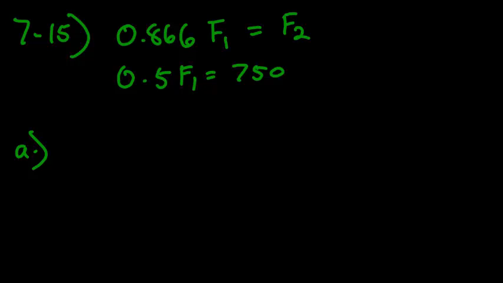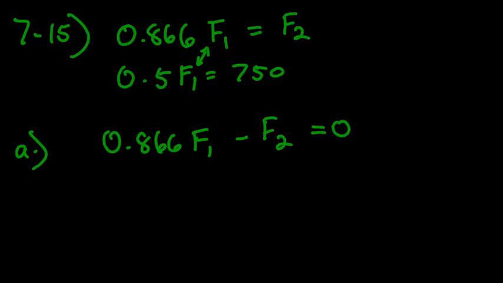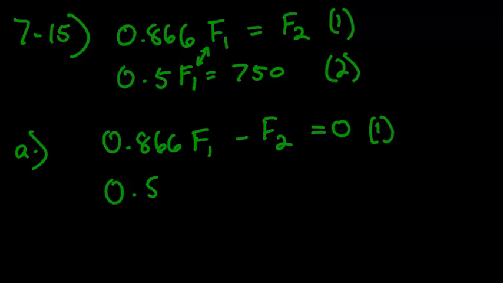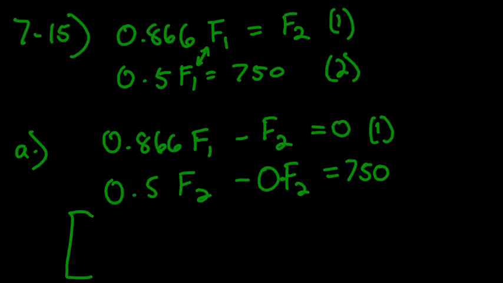So let's rewrite these two equations so that we can have the two variables over top of each other, and it'll make it easier to see. If we write the first one as 0.866 F1 minus F2 is equal to 0, that will be equation 1. Equation 2 we can leave the same. The only thing I want to add is a 0 F2 term so that we can see the matrix a little easier.